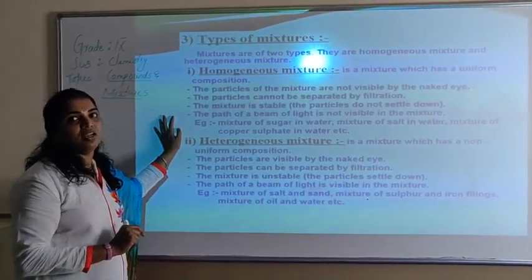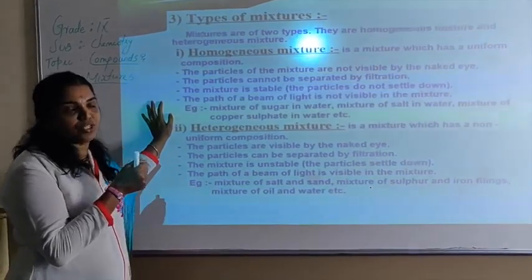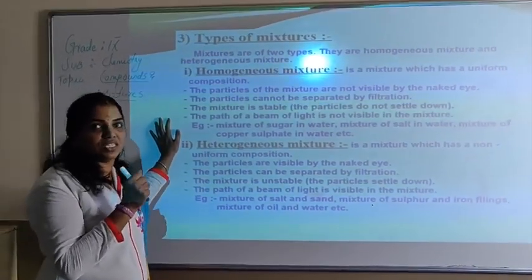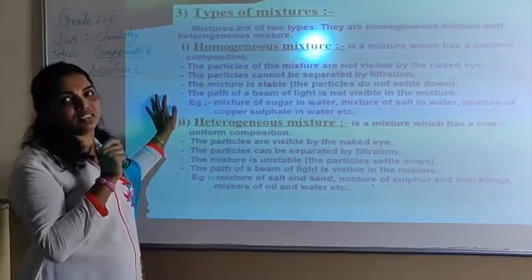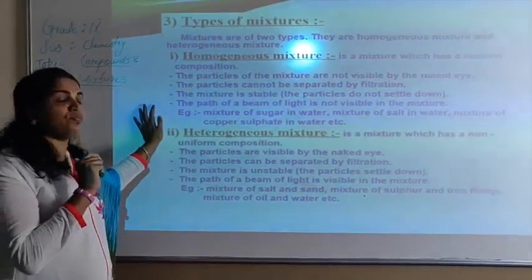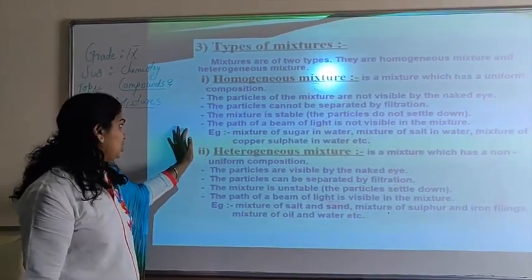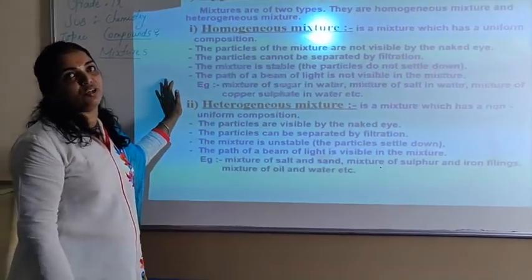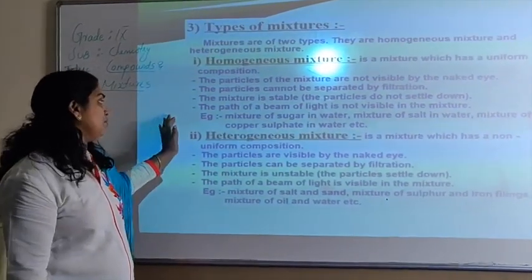This is very important. When you observe light passing through the solution, the path of light is not visible because the particles of the solution are very small in size. They are less than 1 nanometer, so they will not scatter the light passing through the solution. So the path of the beam of light is not at all visible in a homogeneous mixture. For example, salt in water, copper sulfate in water, potassium permanganate in water, and sugar in water are all examples of homogeneous mixtures.